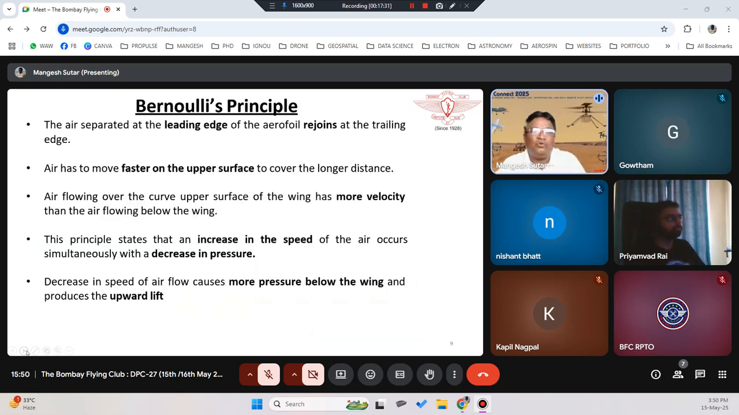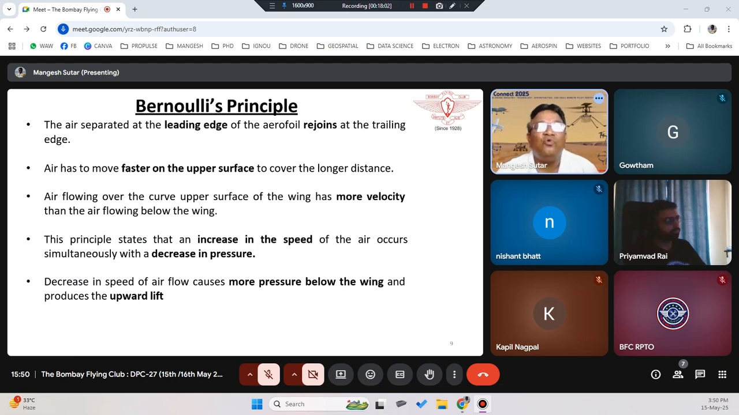Okay. Now the most important part is the Bernoulli principle. Now let's read out what the Bernoulli principle is. The air is separated at the leading edge of the airfoil and rejoins at the trailing edge. So there is air coming. It will go above the surface of the airfoil as well as below the surface of the airfoil. So the air will get separated at the leading edge. Some air will go over the upper surface, some air will go below the surface, and it will again join back at the trailing edge.